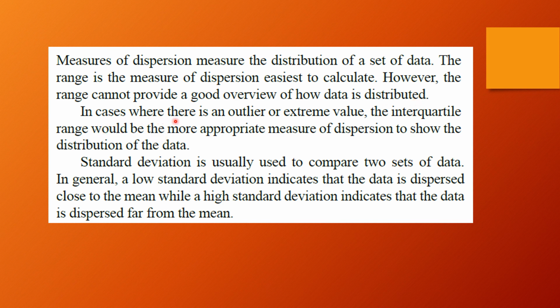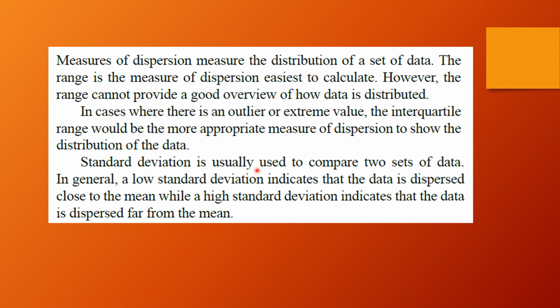In cases where there is an outlier or extreme value, that means a value that differs a lot from the other values, the interquartile range will be the more appropriate measure of dispersion to show the distribution of the data.